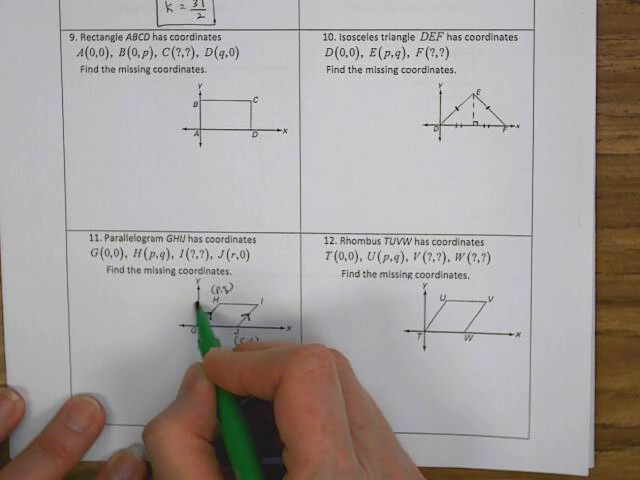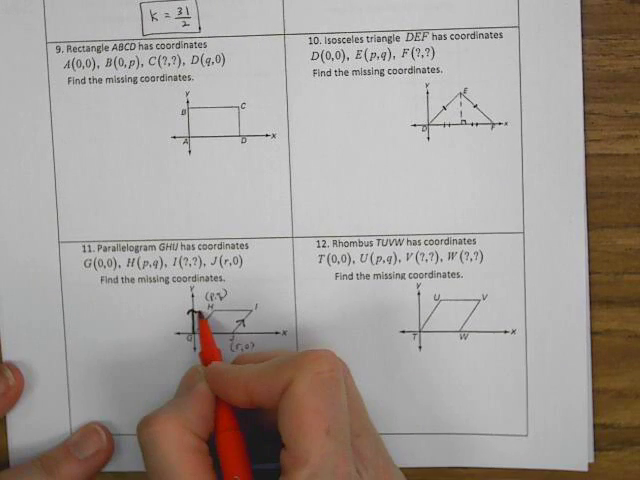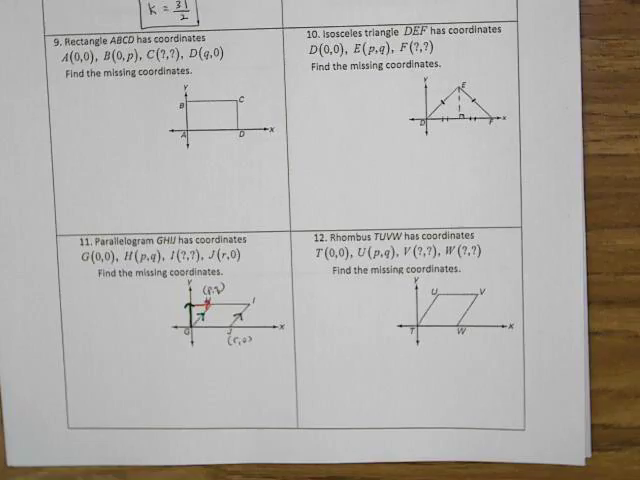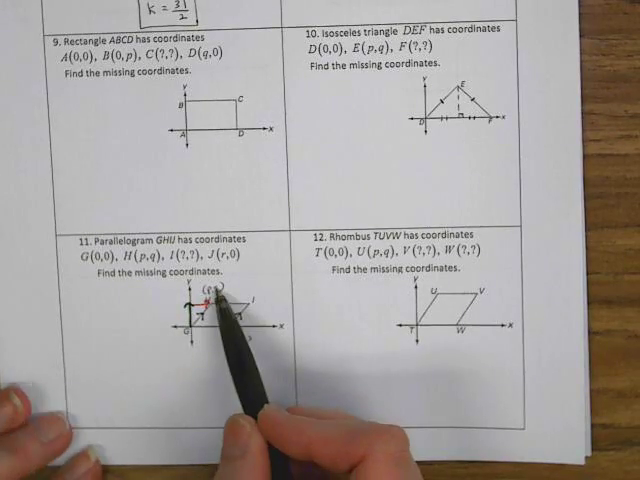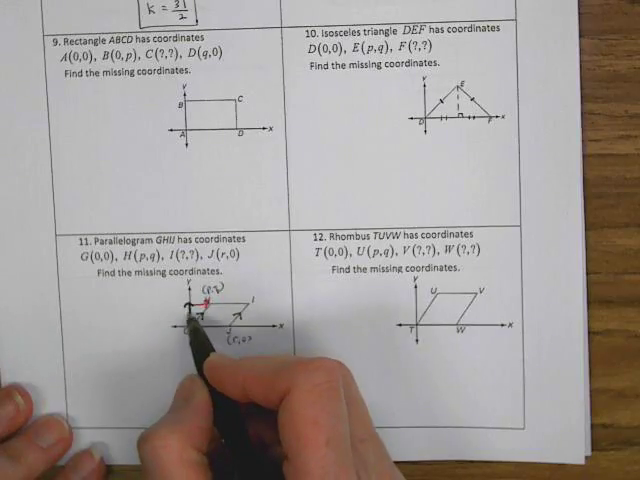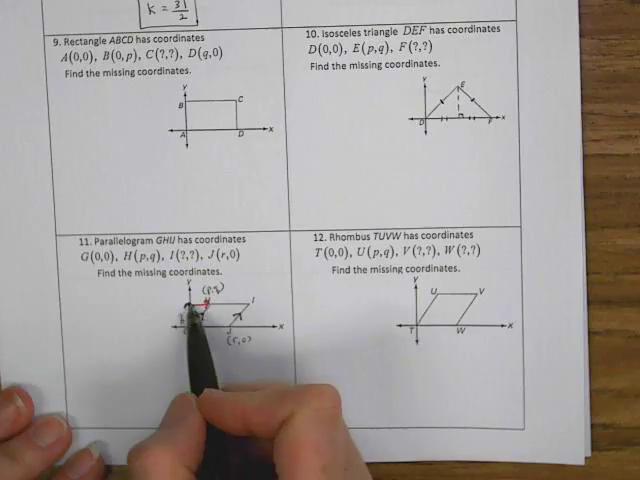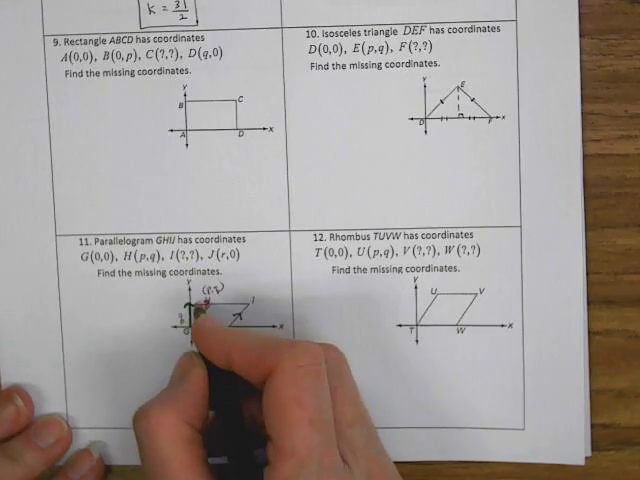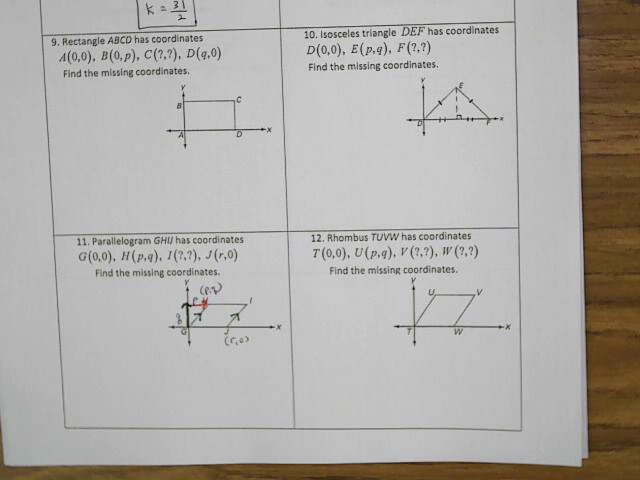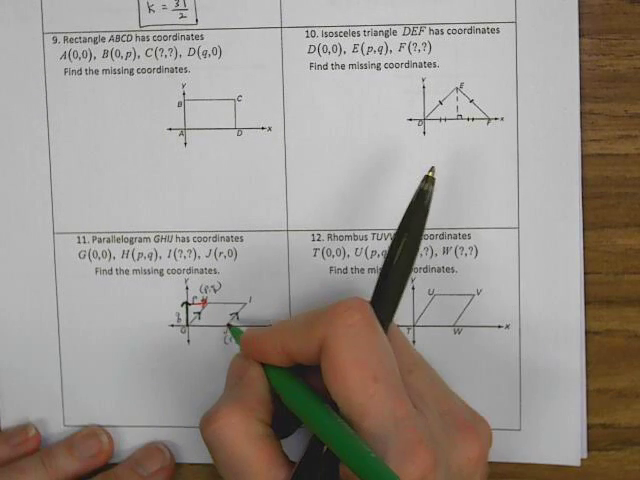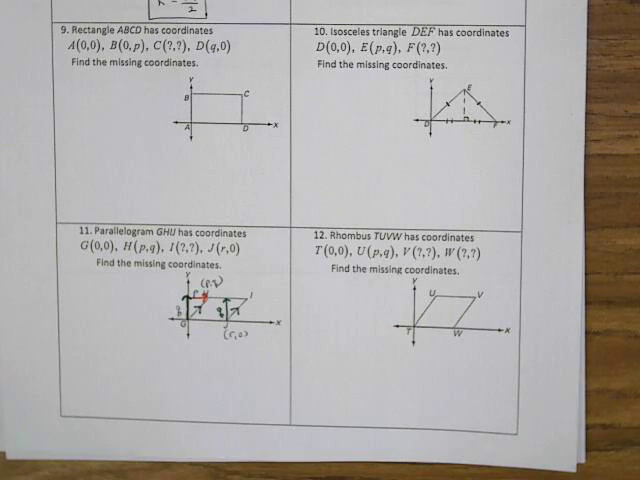So whatever I rise and whatever I run should be identical. Well, I'm starting at 0, 0, and I'm ending at PQ. So you should realize that I'm rising this y coordinate, which is Q, and I'm running the x coordinate, which is P. So I'm going up Q and over P. So that means that's exactly what I want to do down here. I want to go up Q and I want to go over P.